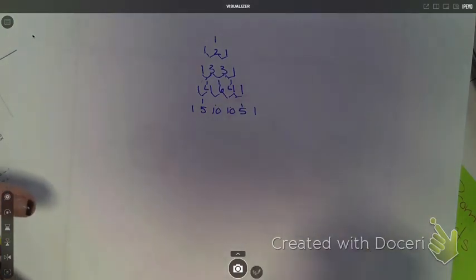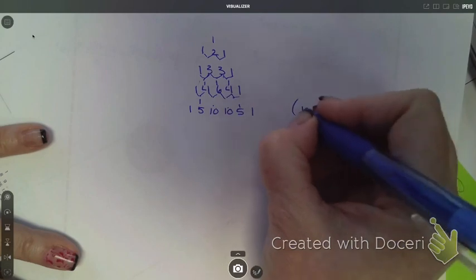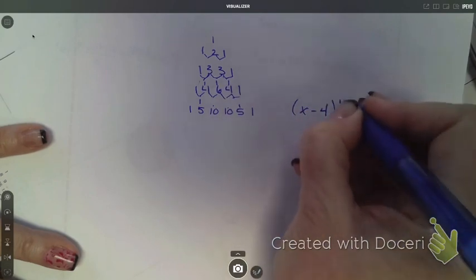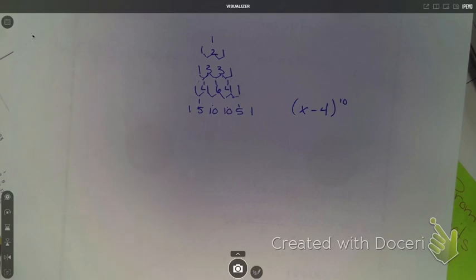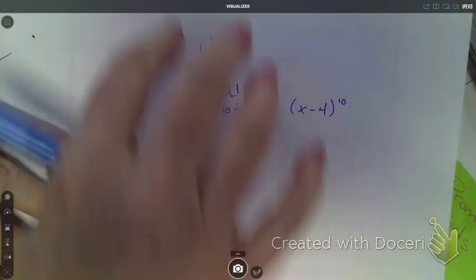And we will use this. It keeps going. We'll use this to expand things like x minus 4 to the 10th. Rather than multiplying all those quantities out, you'll use this Pascal's triangle. We'll use it for probability and things.